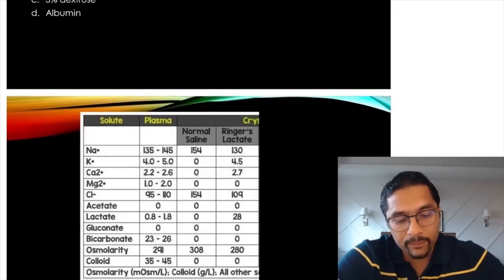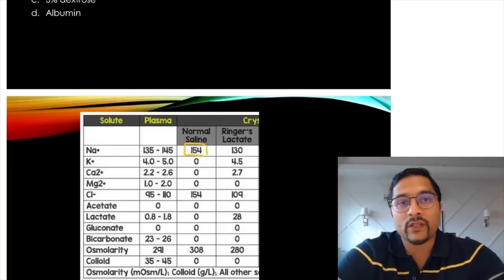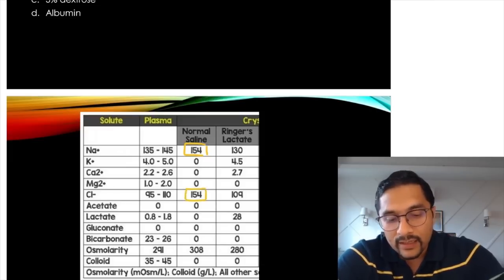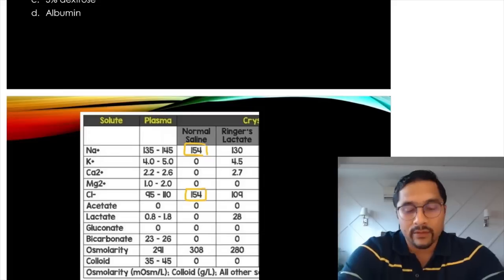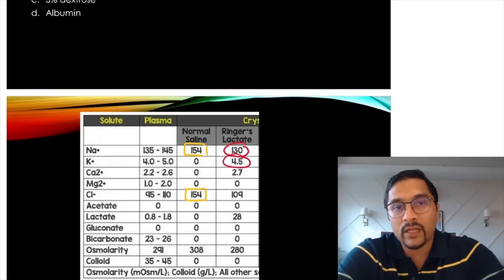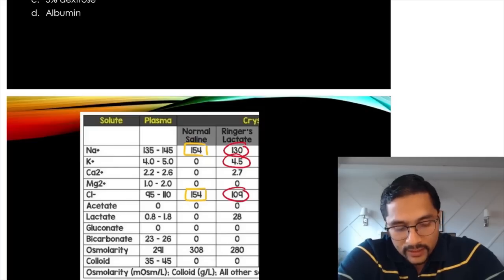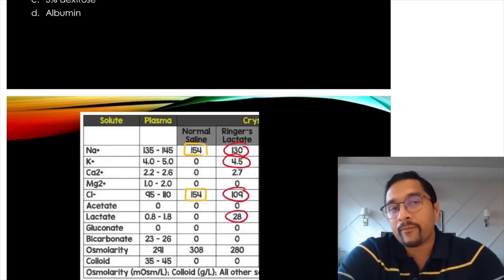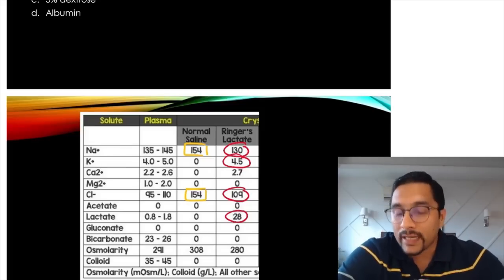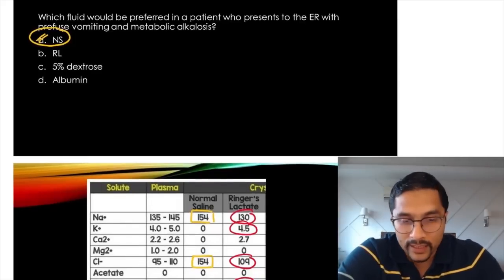And you should know the composition of normal saline as well. Normal saline has 154 milliequivalents of sodium and 154 milliequivalents of chloride. Ringer lactate also, the composition has been asked in the FMGE exam. You have 130 milliequivalents of sodium, 4.5 milliequivalents of potassium, 109 milliequivalents of chloride, and 28 milliequivalents of lactate as well. So that is why the name Ringer lactate. So in such a situation with profuse vomiting, we will use normal saline, right?